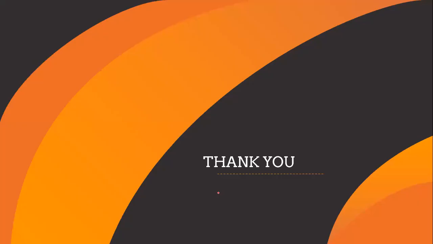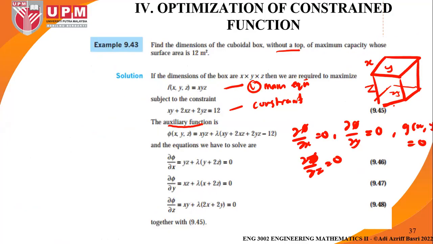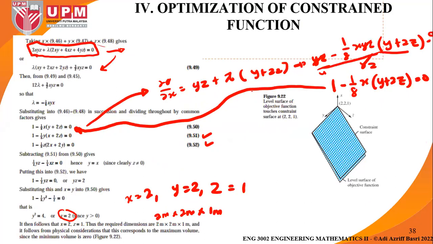Okay, so this is another example. The method is the same. First thing first, you have the main equation. Second, you have the constraint equations. The third one, you need to do the auxiliary function. Okay, in order for you to find, at the end of the day, you need to find what is your x, what is your y, what is your z, and what is your lambda.